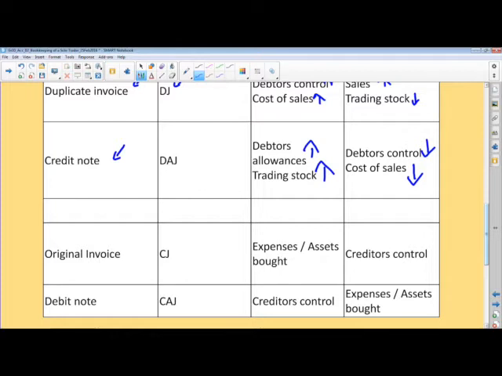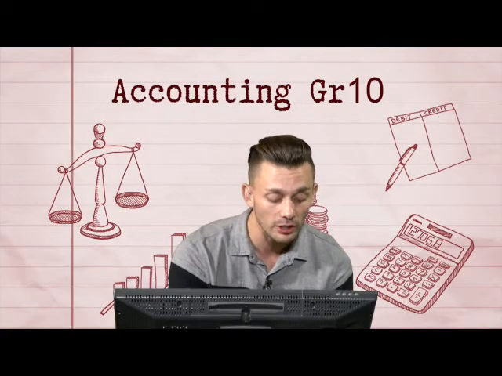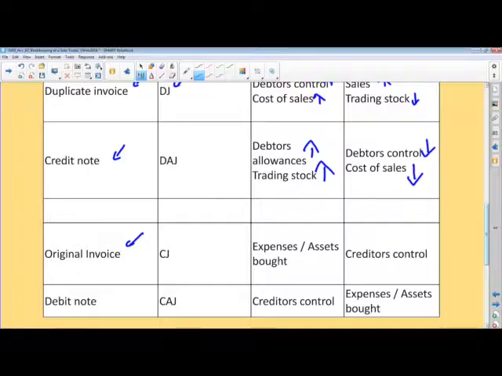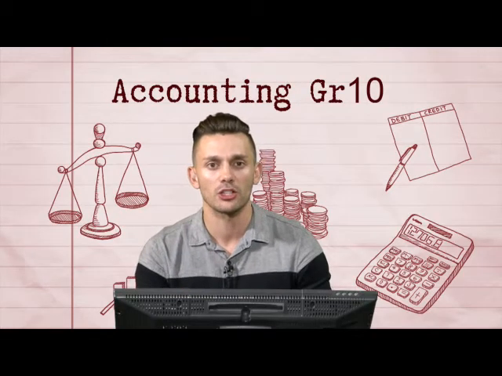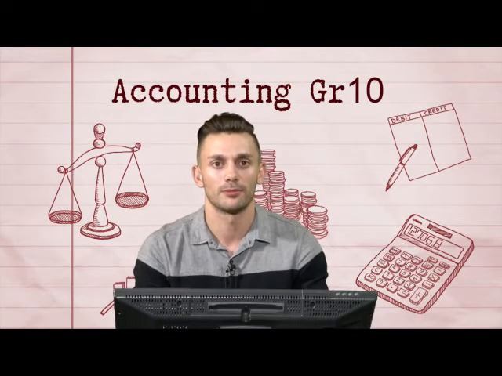Now, we can also what? Buy on credit. So we'll have the original invoice. The original invoice will go to your creditors journal. Your creditors control will go up, and then when we return, the account will be debited. Why? Because creditors control goes down on the credit side. Right down the accounting cycle, when cash is received from the owner, and guys, answer this quickly and I'll give you the answer after the ad break.